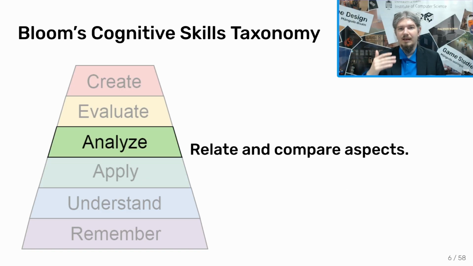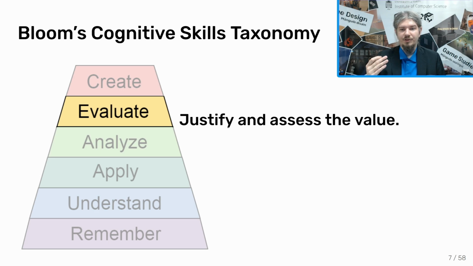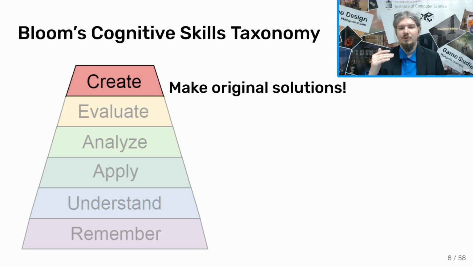The fourth layer is analysis, so you are able to relate and compare the aspects in that domain. You're able to really go into the domain and analyze the pros and cons of different approaches or different concepts. The penultimate layer is evaluation, so you are able to justify and assess the value of particular solutions or particular approaches. And the topmost layer is creation, so you're able to make original new solutions. Sometimes in Bloom's cognitive skills taxonomy, creation and evaluation are also switched, but in this particular video we're going to follow this order.